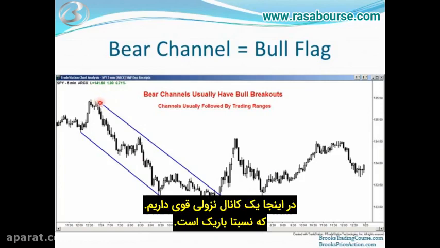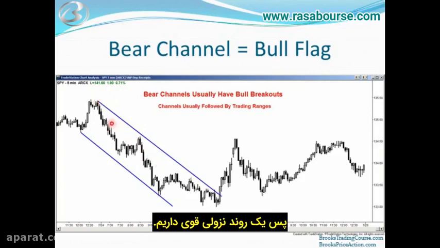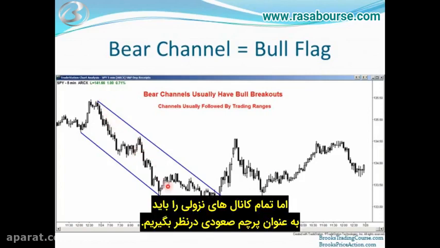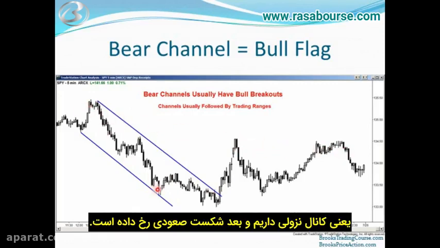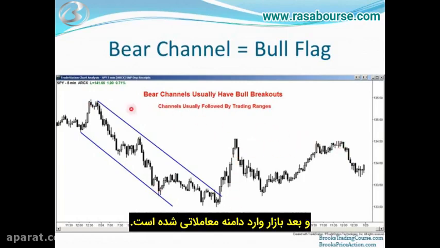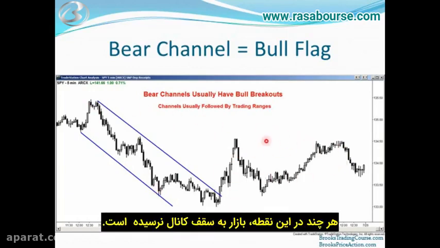Here's a strong bear channel. It's fairly tight, very strong bear trend, right? But every bear channel should be thought of as a bull flag, and the odds are it'll have a bull breakout, and then it will transition into a trading range. And that's what the market did here. We have a bear channel, a bull breakout, and then the market transitioned to a trading range, even though at this point it did not get to the top of the channel.